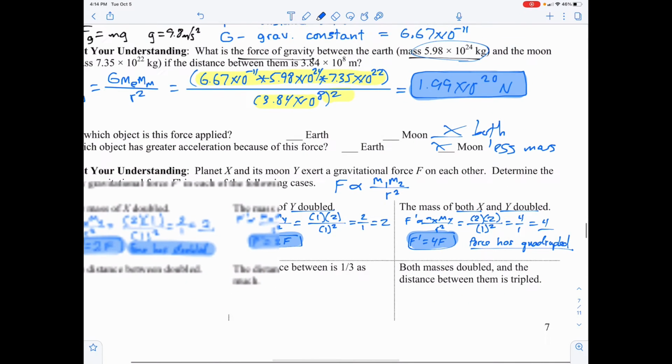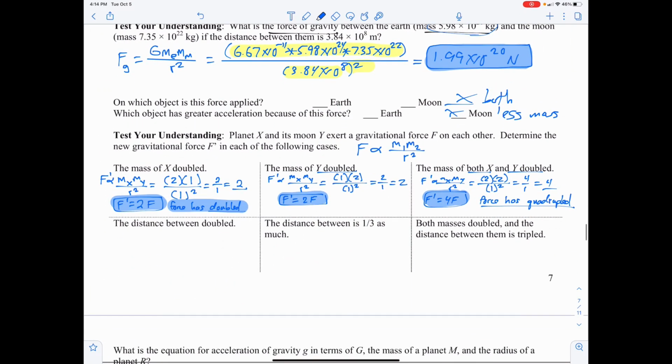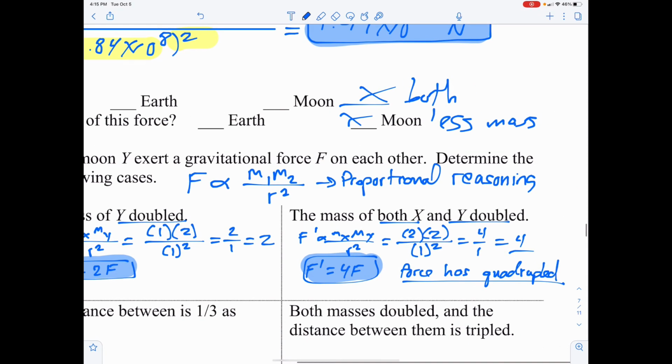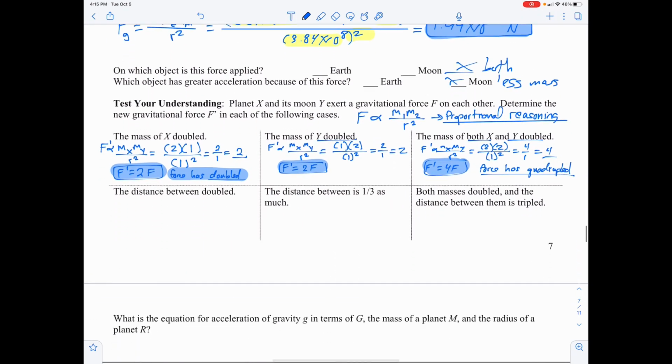Okay, so relative analysis simply means if a variable changes in a certain way, doubles, triples, cuts in half, then how does the other variable that is dependent on that changing variable change proportionally? That's what proportional reasoning looks like. So again, this is a proportional reasoning approach, which involves how something changes when a variable changes. It's not an absolute calculation.